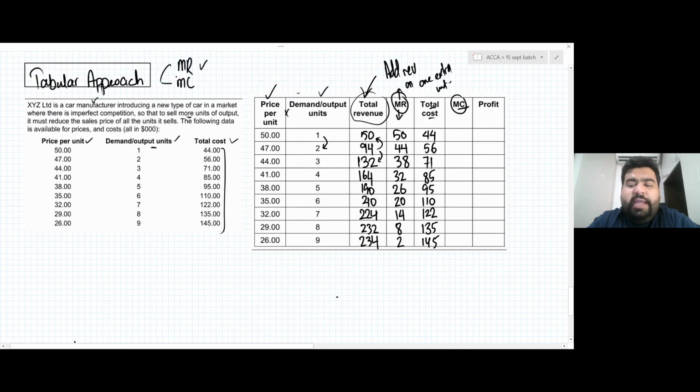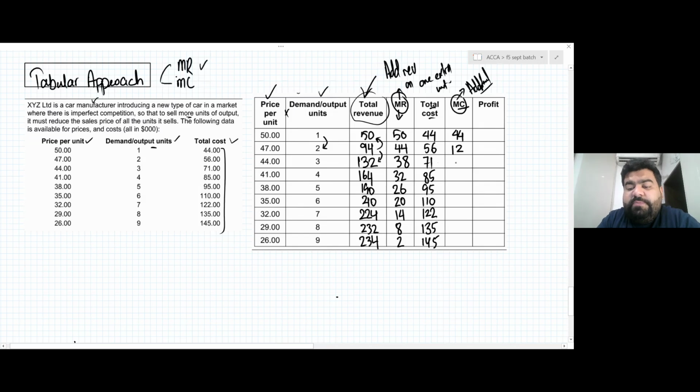And marginal cost is the variable cost, but we can also say it is the additional cost on one additional unit. So if you see here, marginal cost will be 44, but on the second unit, just take the difference between 56 and 44. Going from 1 to 2, your cost increased from 44 to 56. So obviously there will be an increase of variable cost. 56 minus 44, it's 12. Marginal cost is 12, the difference between the costs.